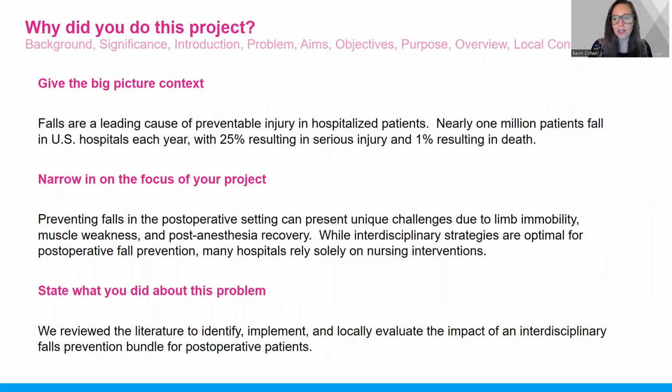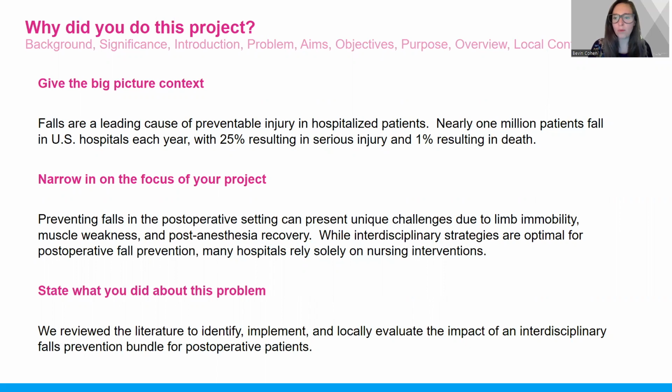So here we have an example about fall prevention. We can begin by saying that falls are a leading cause of preventable injury in hospitalized patients. Nearly 1 million patients fall in US hospitals every year. 25% of those falls result in serious injury, and 1% of those falls result in death. So we're giving our audience a really good motivation for caring about fall prevention.